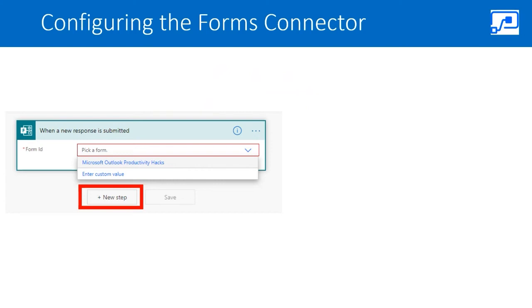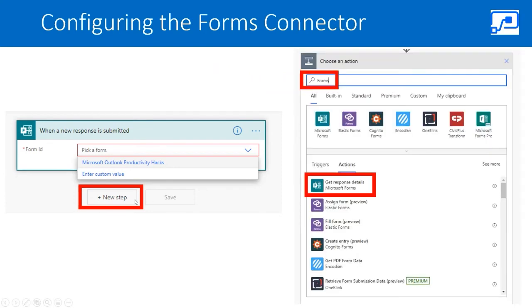If you have multiple Microsoft forms set up, you will need to select the form that you want to trigger this flow based on its title. In this case, we just have one form called Microsoft Outlook Productivity Hacks. The list of forms gets populated automatically based on the Microsoft forms you have created. Then we will click on New Step so we can get the response details.